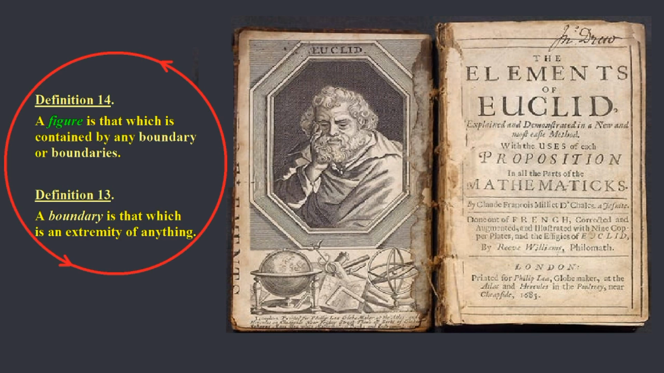I'm just looking at a couple of the things that concern us today for this lecture. So definition 14: a figure is that which is contained by any boundary or boundaries. So what's a boundary? Well, you look at the previous definition, number 13, it says a boundary is that which is the extremity of anything. So we have a circular definition there. What is a figure? That which is surrounded by a boundary. What's a boundary? What surrounds a figure. Great job, Euclid. Euclid did not start off on the right foot, and because of that, all the mathematicians just left it at that. They never worried about definitions, and that's why we ended up with the nonsense we have today.